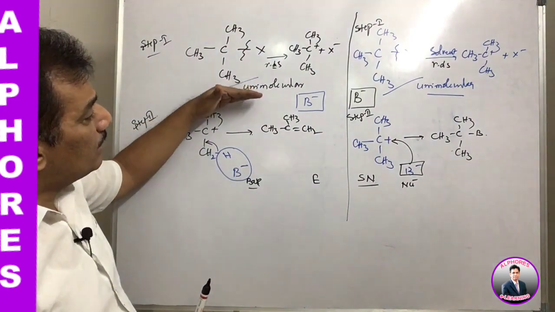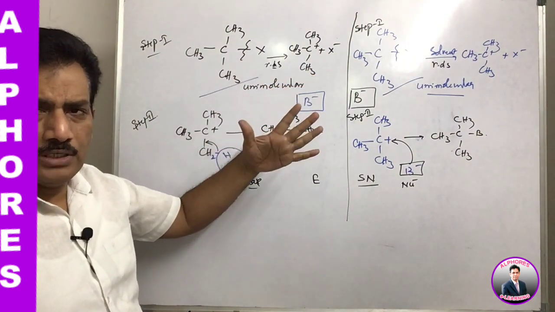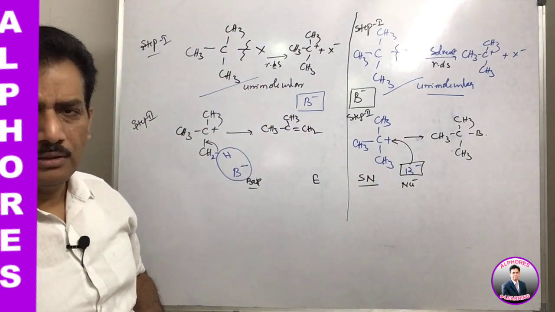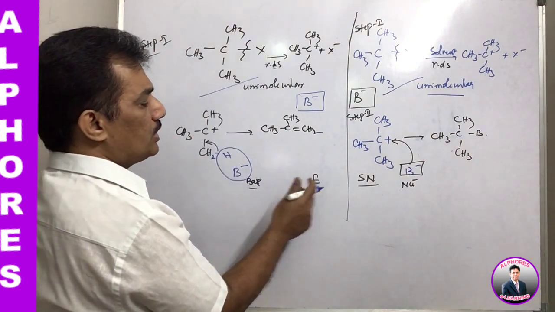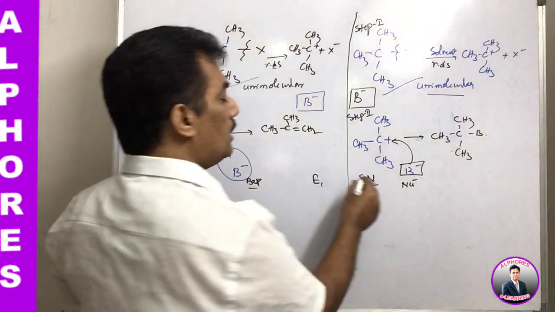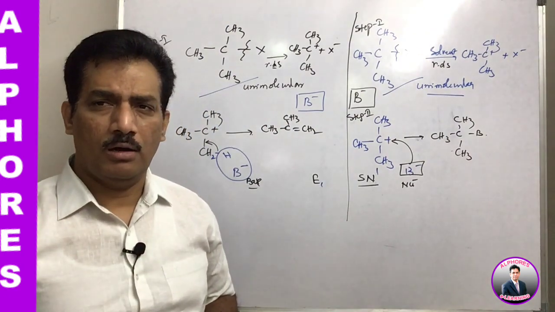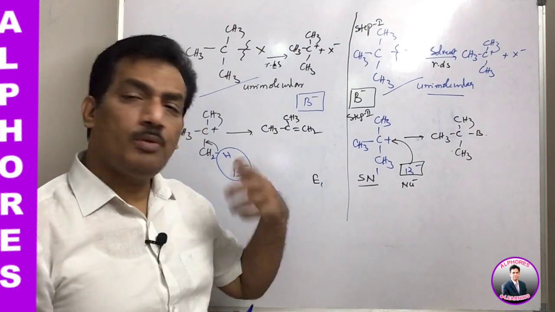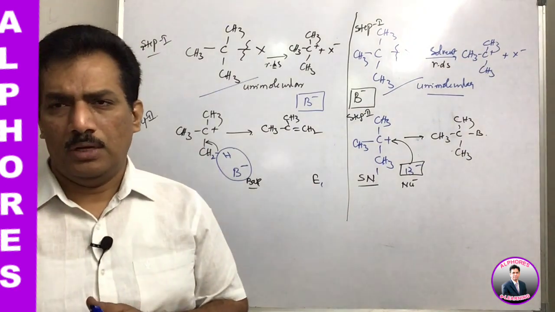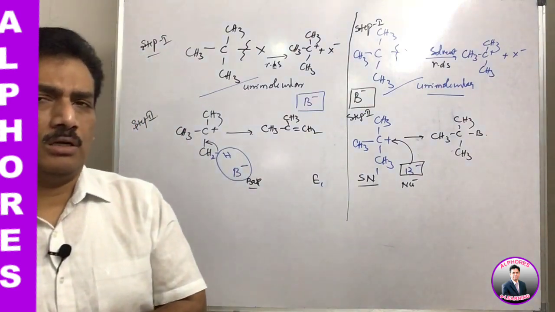But in step 1 only one molecule is involved in both of these, that step 1 is the same, and there only one molecule is involved, hence it is a unimolecular reaction. Clear? But ultimately it leads to elimination, hence it is E1, elimination unimolecular, and here it is SN1 because it is nucleophilic substitution unimolecular. Clear? In the previous case, in the rate determining step two molecules are involved, hence bimolecular, but here in the rate determining step only one molecule is involved, and hence it is a unimolecular reaction.